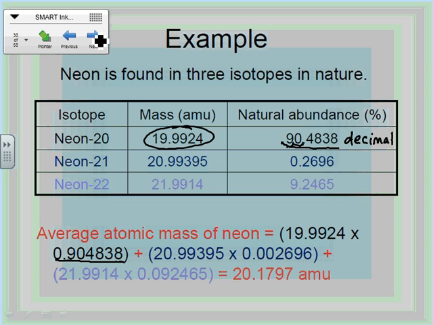Then you're going to add that to the second mass times its natural abundance. Now this is a percentage right here, this number, so you've got to swing that over 2 decimal places to the right, and that's where this number comes from, okay? And then same thing, 21.9914, swing that over 2 decimal places to the right, and that's going to give you 20.1797 AMU, okay? So that's how that works.